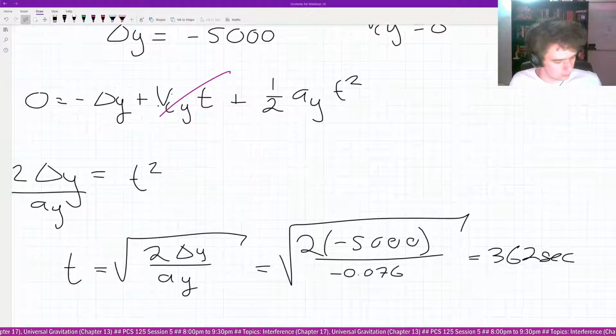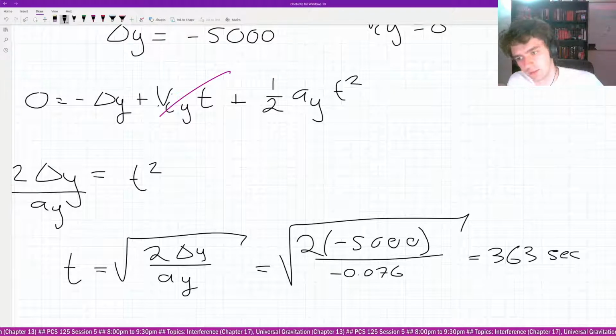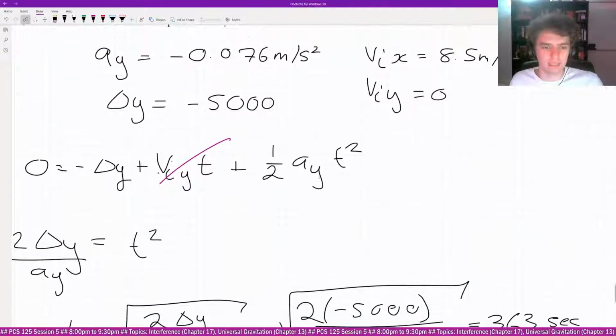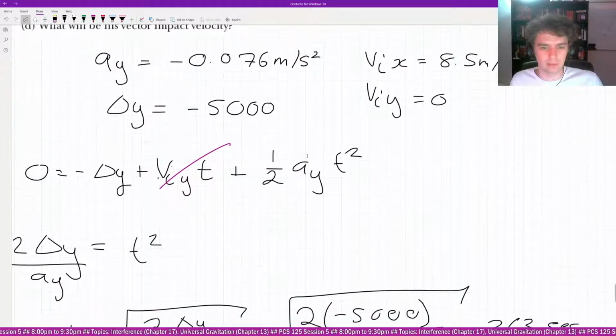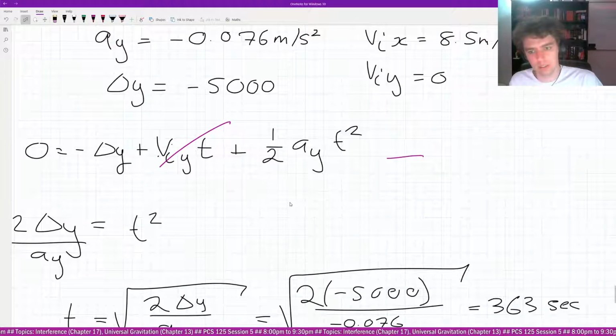Yes, that is the answer. I can't round, so it's 363, but yeah. So that was just kinematics. I did that messy, so if someone wants me to explain, I can explain for sure. But that was just, yeah. This is just a kinematics equation.